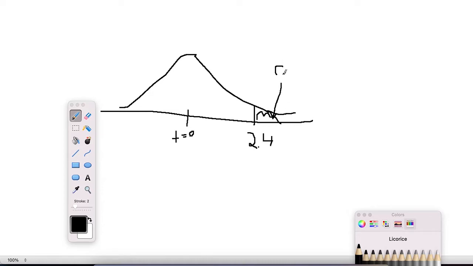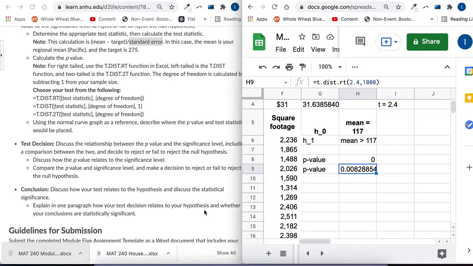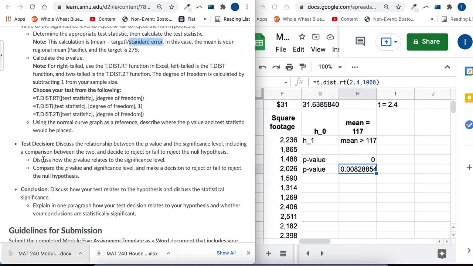There's 0, what was our p-value? 0.008 something? That's the area. I mean, the whole thing, this whole area adds up to 1. So 0.008 or 0.8% of it is this tail over here. So I think that's what they're looking for in that part. Discuss how the p-value relates to the significance level. That's what we just talked about.